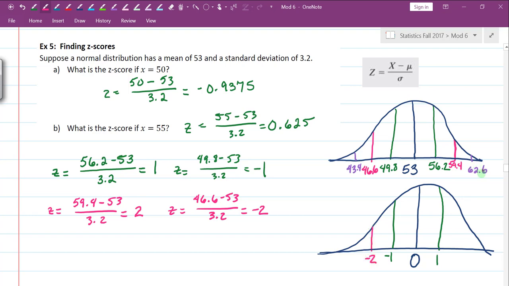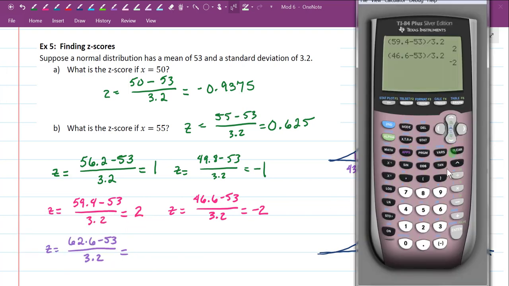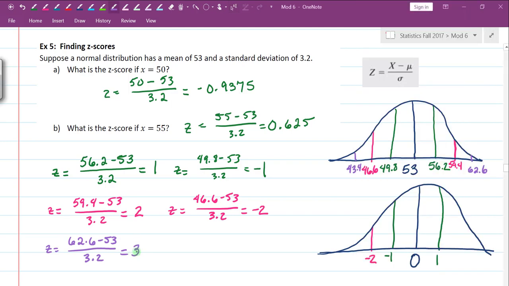Let's standardize the value 62.6. So we end up with z is equal to 62.6 minus 53 divided by 3.2. Throw it in your calculator. Parentheses 62.6 minus 53 parentheses divided by 3.2 is equal to positive 3. Oops, I didn't draw my 2 over there. Positive 3. Positive 2 from right over here.